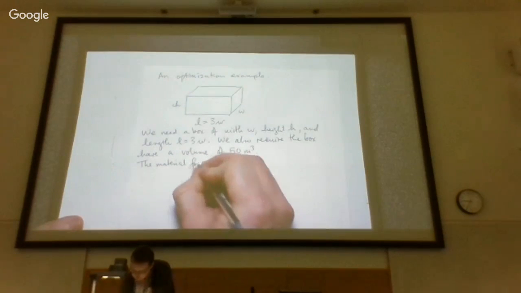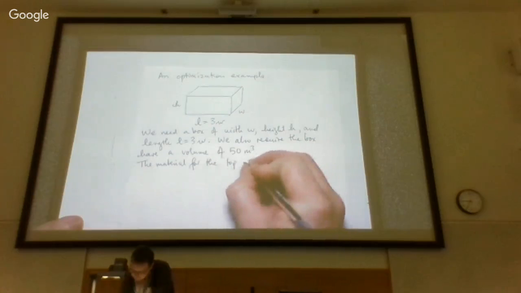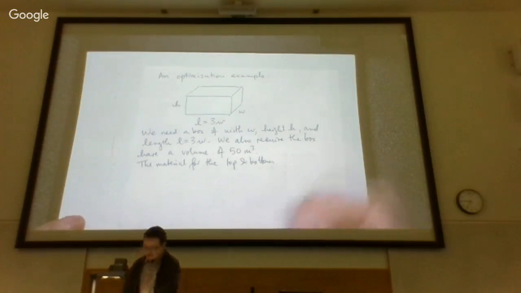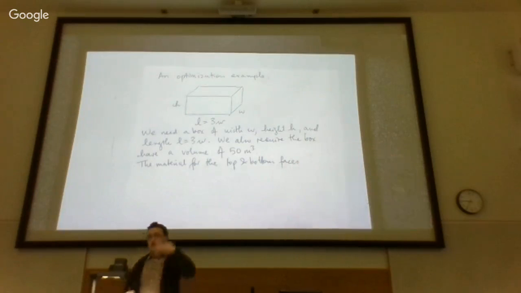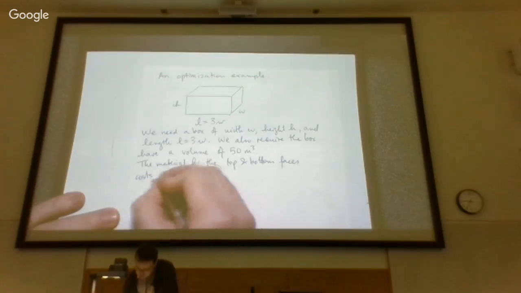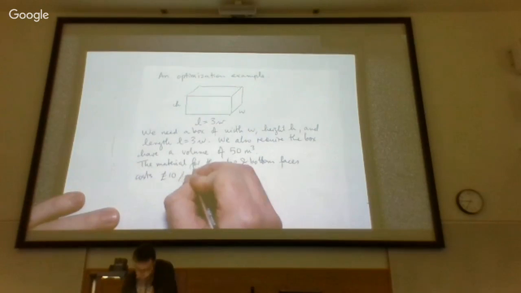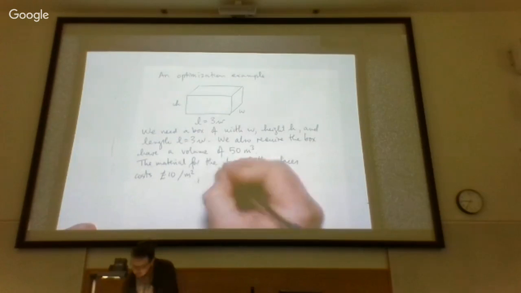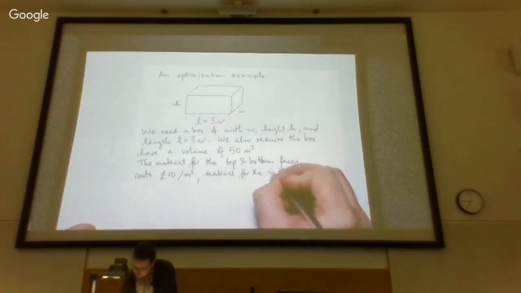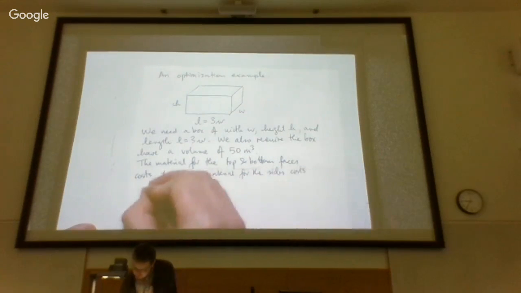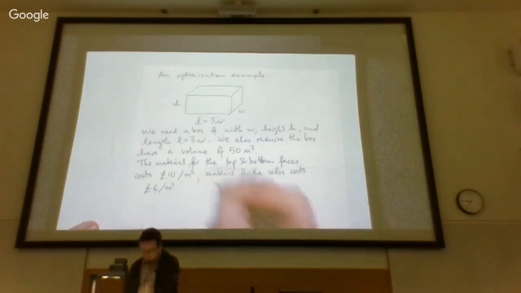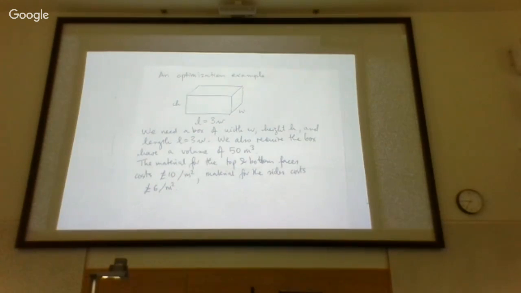The material for the top and bottom. The box will have 6 faces. The material for the top of the box and the bottom of the box costs £10 per square meter. And material for the sides costs £6 per square meter. So we kind of think of it like the top and the bottom have to be fairly sturdy, and we can afford slightly cheaper material for the sides.